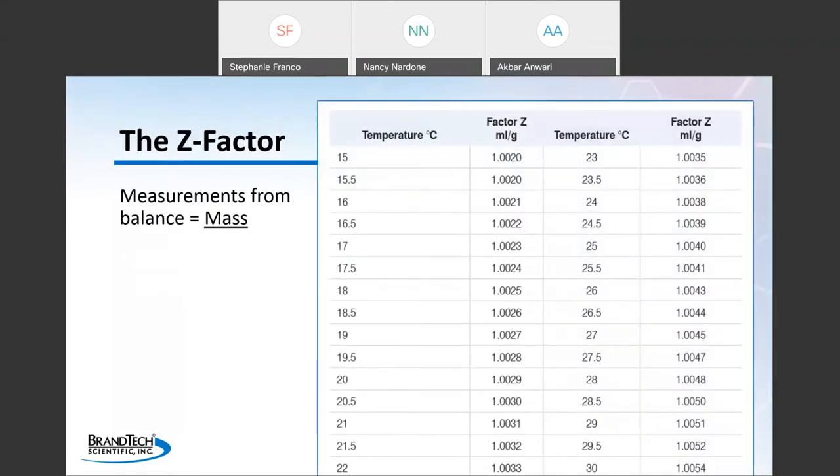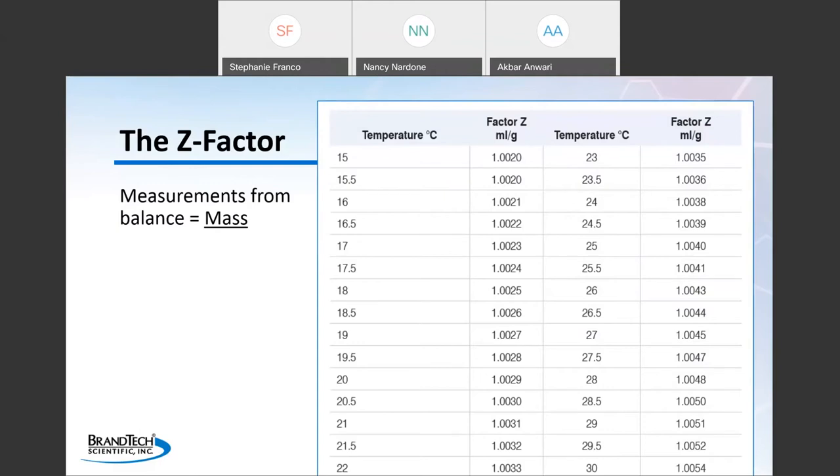Once the measurements are collected and recorded, what then? The first step is to convert the measurements to volume, because the measurements are actually mass, right? The balance is being used to weigh the water that is being dispensed or pipetted. So the direct measurements obtained from the balance are in grams or milligrams, which are measures of mass, not volume.